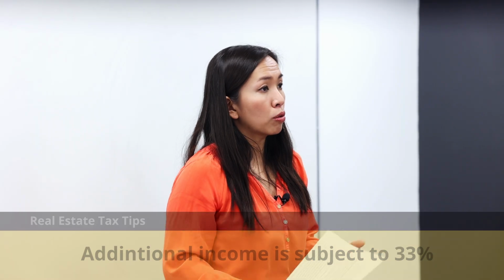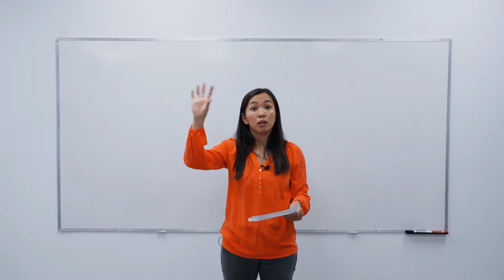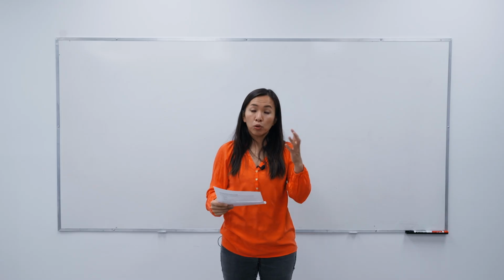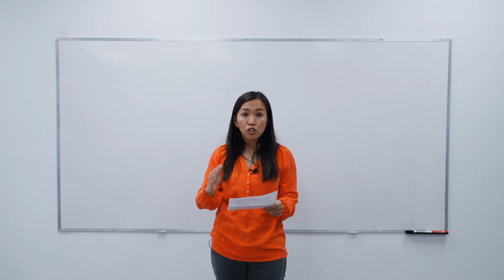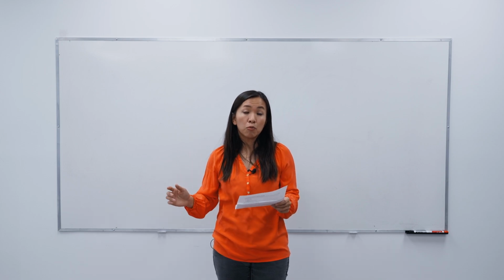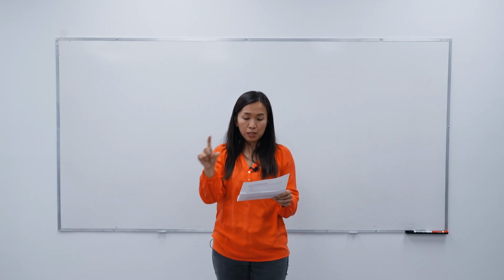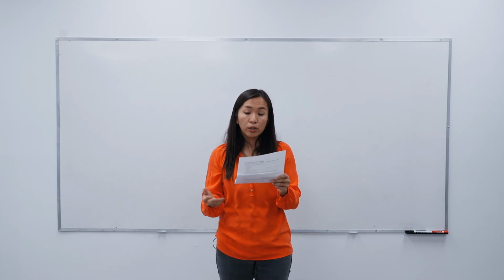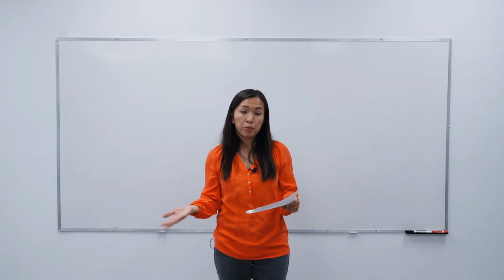So for those of you who don't know, personal income tax in Canada operates on a progressive tax system, which means that the more income you earn, the higher the tax rate. So if you've already earned $100,000 from your day job, any additional net rental income would be subject to the higher marginal tax rate applicable to that tax bracket. If you've already earned $100,000 from your day job, any additional rental income would be taxed at 33%, as I mentioned earlier.